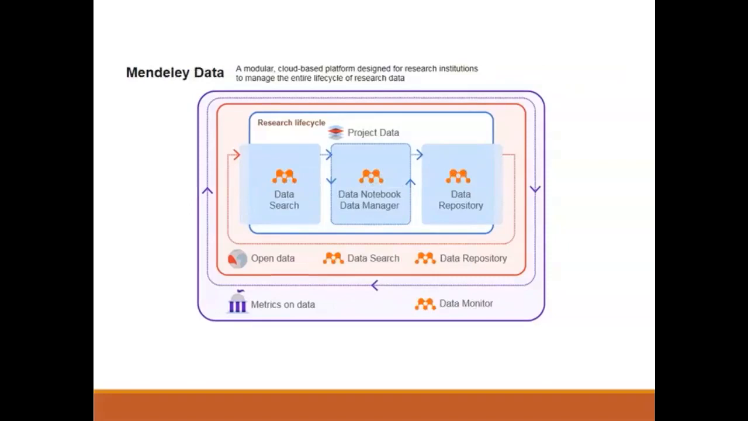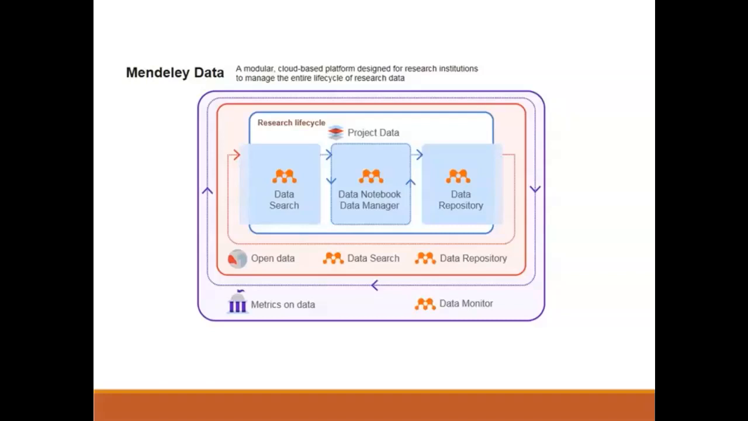So with that in mind, we created a modular product called Mendeley Data. And what I've done here is I have mapped these specific product modules to the different steps of the researcher workflow that I showed you in the prior slide. So data search is a module which, as its name implies, allows you to search for open research data from over 30 repositories. Data Notebook is our electronic lab notebook, which allows you to capture the results of experimentation in the lab and use it as research data.